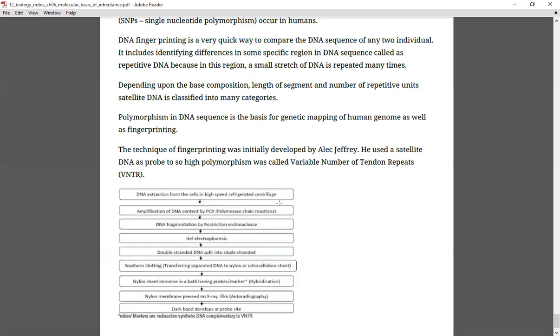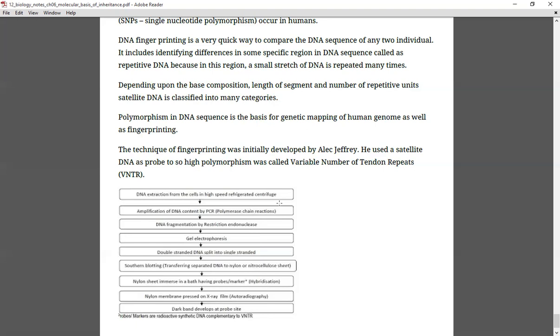After cutting the fragments, it goes for gel electrophoresis. That is a process in which, on the basis of the molecular mass or molecular weight, the different strands are set into different positions. That means there will be some base pairs in that fragment, and based upon that they are separated from each other. So gel electrophoresis is also a process of separation of the DNA fragments.